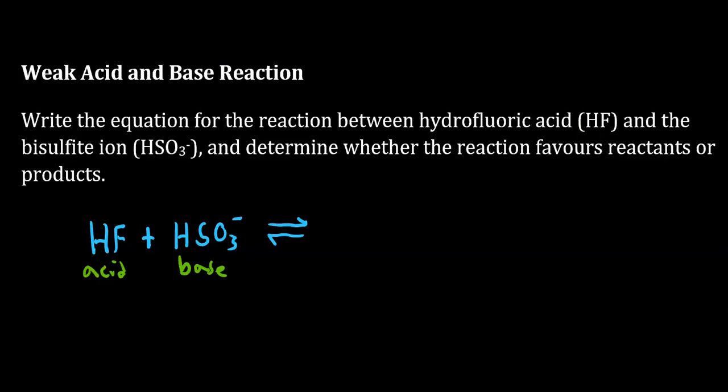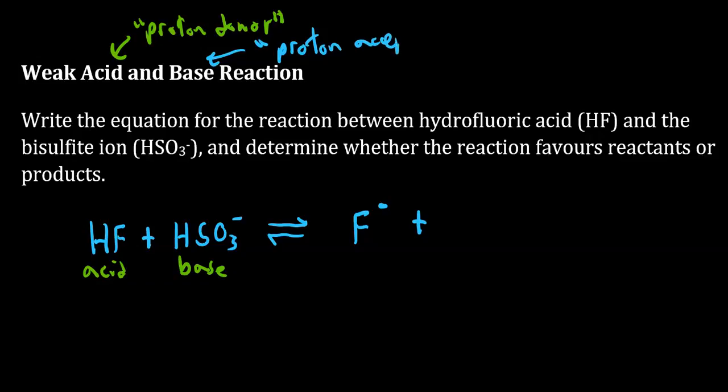And an acid, in terms of the Bronsted-Lowry definition, is called a proton donor. So it loses H+. If it loses H+, then it becomes F-, because the H is now gone. It loses a positive charge, so it's now negatively charged. And a base, the Bronsted-Lowry definition of a base, is a proton acceptor. So it gains an H+.